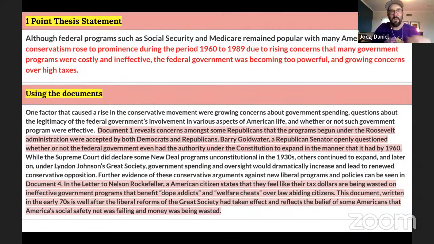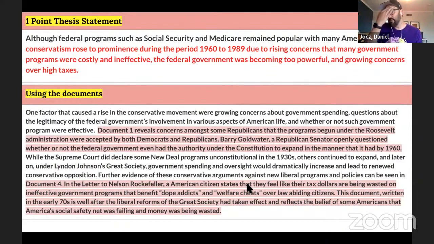Further evidence of these conservative arguments against new liberal programs and policies can be seen in document 4. In the letter to Nelson Rockefeller, an American citizen states that they feel like their tax dollars are being wasted on ineffective government programs that benefit dope addicts and welfare cheats over law-abiding citizens. This document, written in the early 70s, is well after the liberal reforms of the Great Society had taken effect and reflects the belief of some Americans that America's social safety net was failing and money was being wasted.